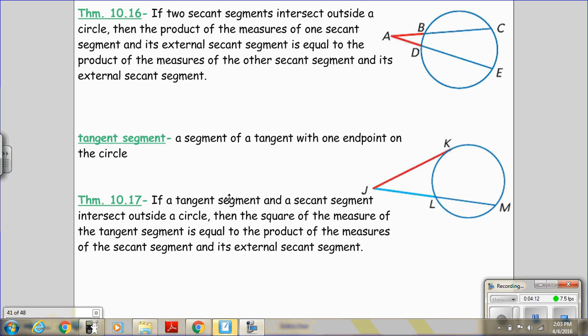Theorem 10.16 says if two secant segments intersect outside a circle, then the product of the measures of one secant segment and its external secant segment is equal to the product of the measures of the other secant segment and its external secant segment. So what this is saying is this part AB times the whole thing AC is equal to the other part AD times the other whole, which is AE.